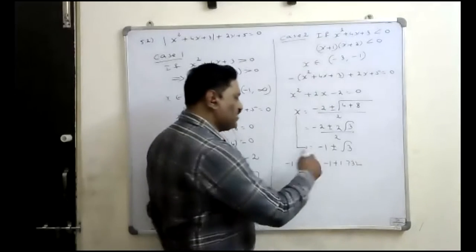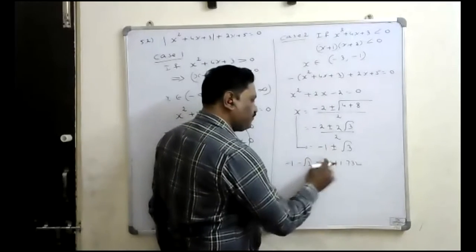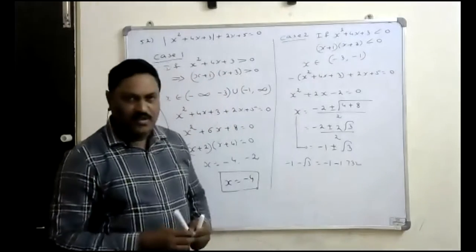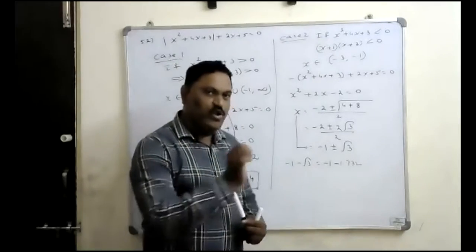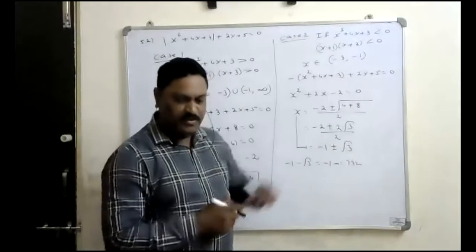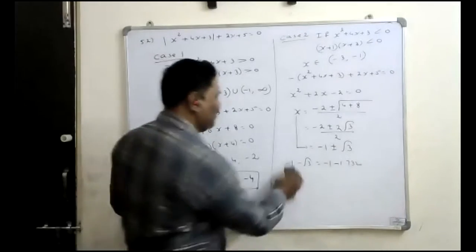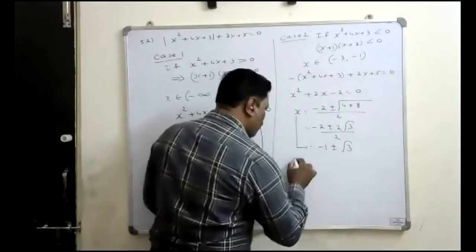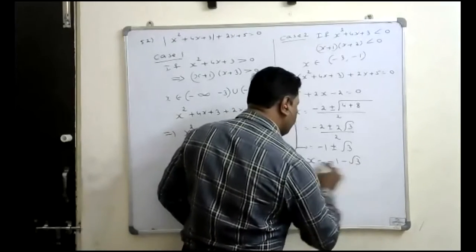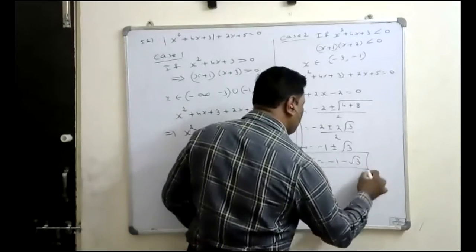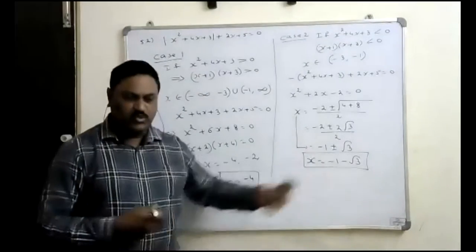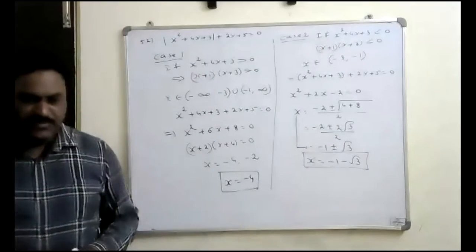If I take minus 1 minus root 3, it is minus 2.732. Minus 2.732 lies within this interval, between minus 3 and minus 1. Yes. Therefore, we can take only one value, that is minus 1 minus root 3 only we can consider. Therefore, the roots of that equation are minus 4 and minus 1 minus root 3.